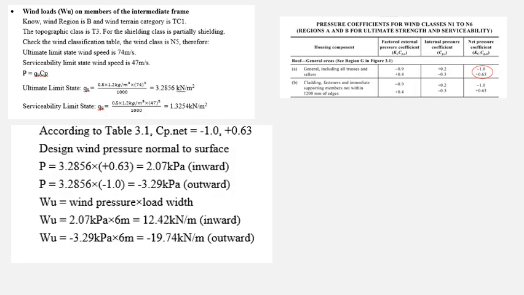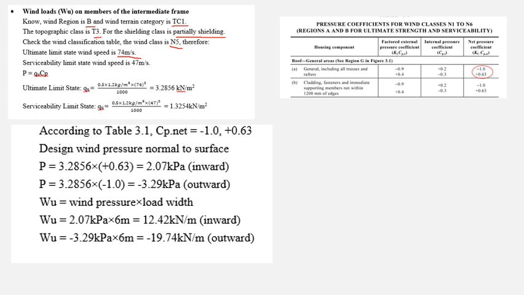Now, we calculate the wind load. Our shed is assigned to wind region B and wind terrain category TC1. The topographic class is T3 and the site is partially shielded. So looking at the wind classification table, our wind class is N5. Therefore, the ultimate wind speed is 74 meters per second.